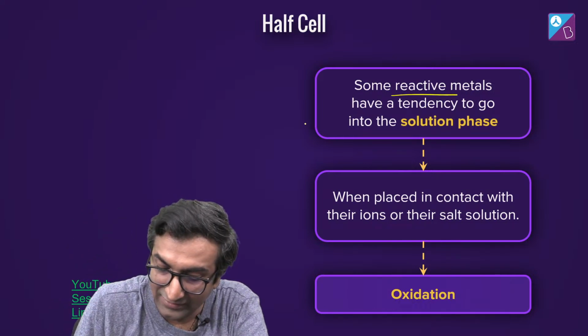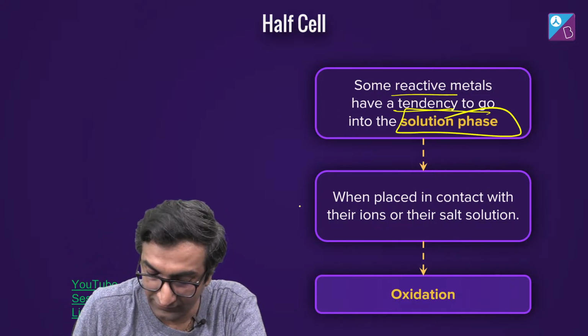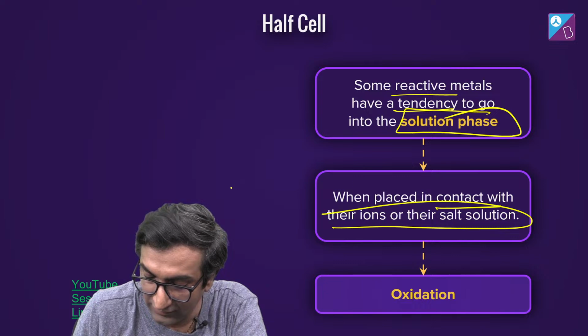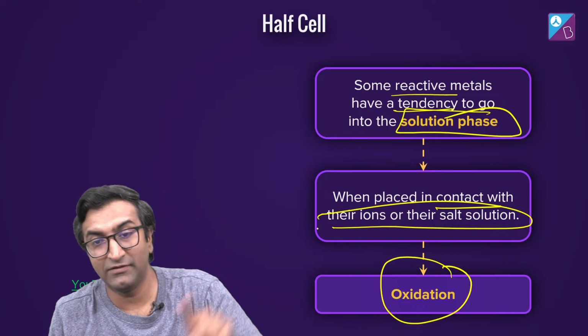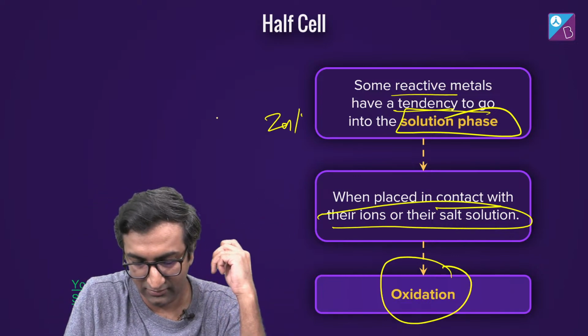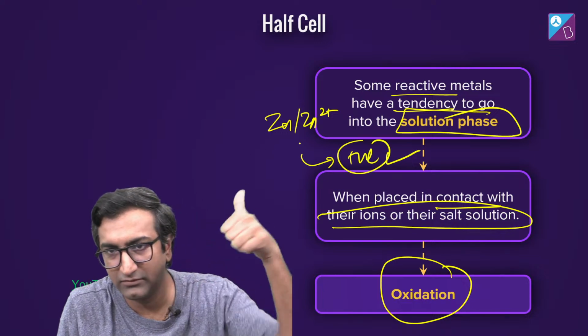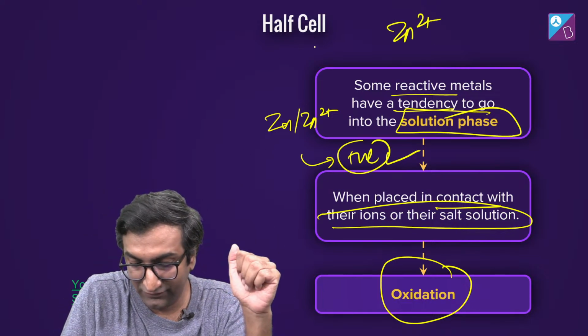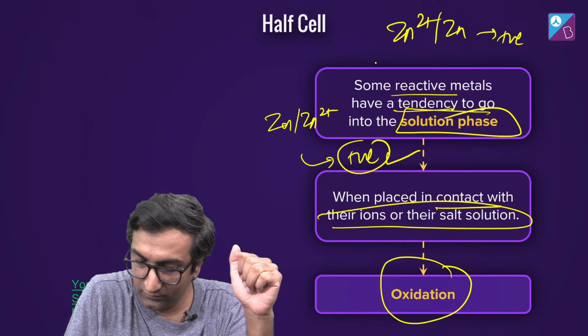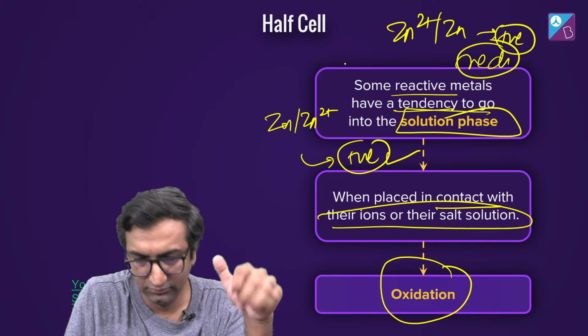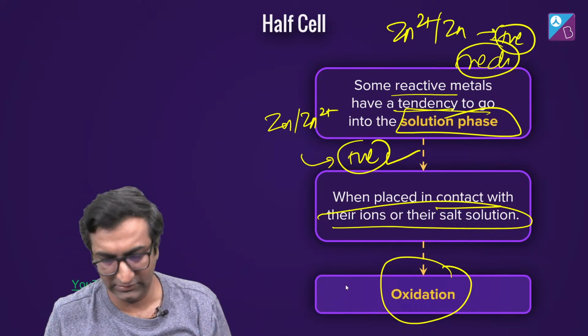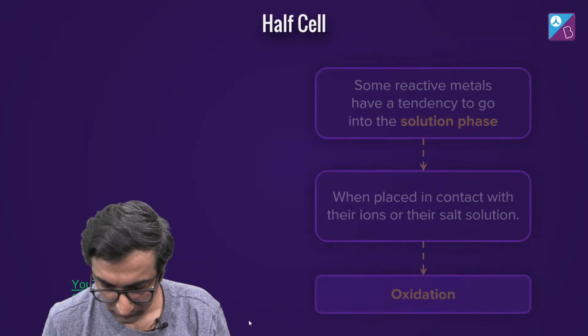ठीक है. Some reactive metals have a tendency to go to the solution phase when placed in contact with their ions in the salt solution. If that happens, oxidation. मतलब कि अगर this is positive, then oxidation. But if this is positive, then reduction. बहुत layman terms में यही बोल सकते हैं हम लोग. ठीक है. All right, sweet.